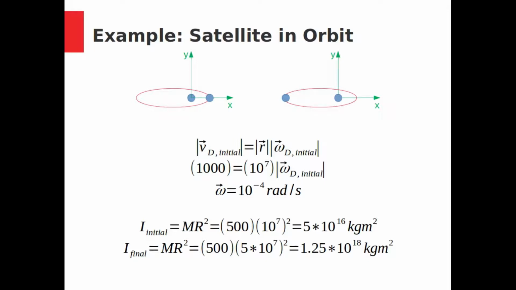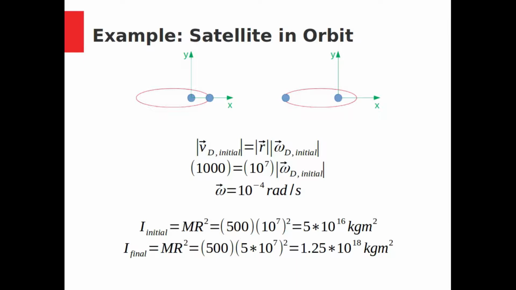Well, we first need to convert the linear velocity into an angular velocity. We do this by taking the linear velocity and dividing by the radius to get the angular velocity. Next, we determine the moment of inertia of the spacecraft at its closest and furthest points. We can treat the spacecraft as a particle, so its moment of inertia is mr squared.